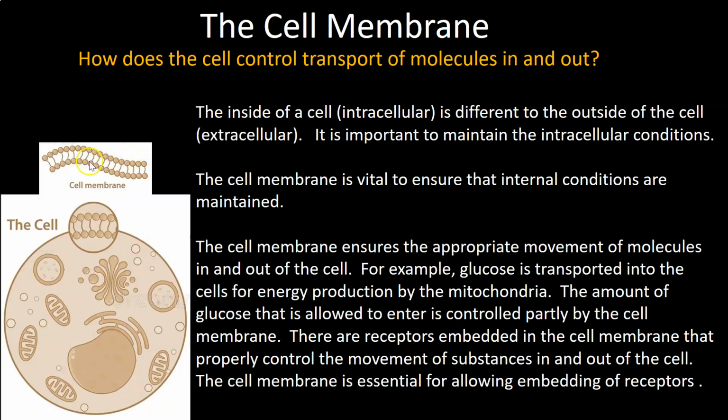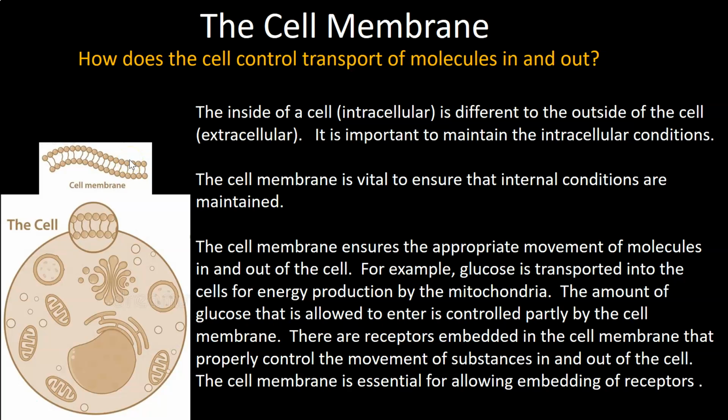It's not quite as simple as that, because the cell membrane itself doesn't actually do the transportation. There are what we call receptors embedded within the cell membrane that allow transportation of specific molecules. On the subject of glucose, we will have specific receptors embedded within the cell membrane that allow movement of glucose into the cell. The glucose receptor is just an example of one receptor embedded in the cell membrane.